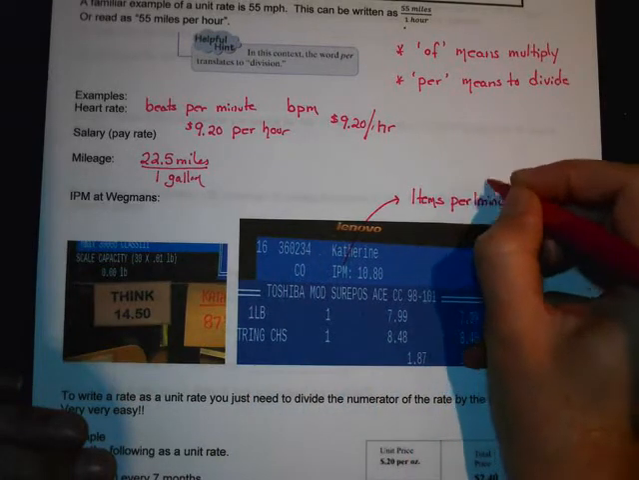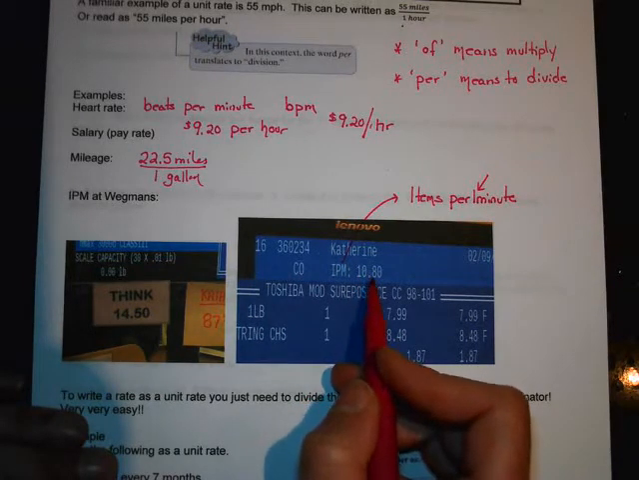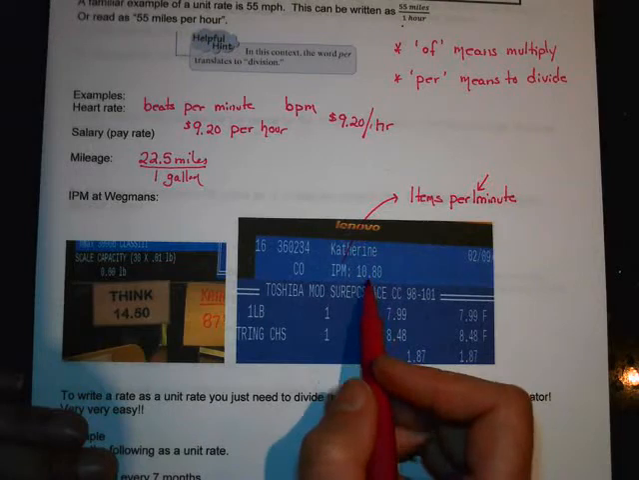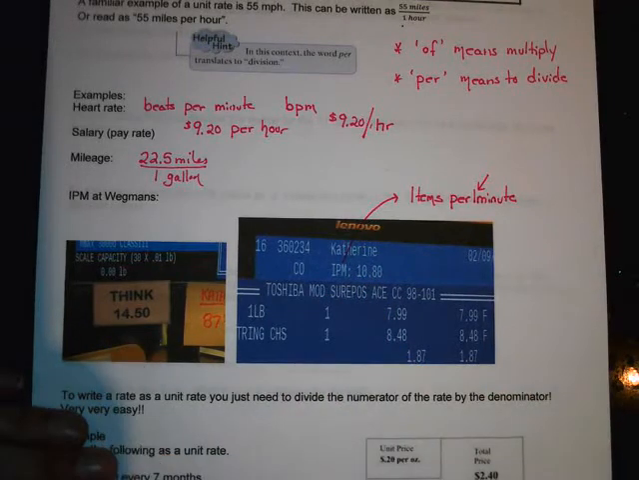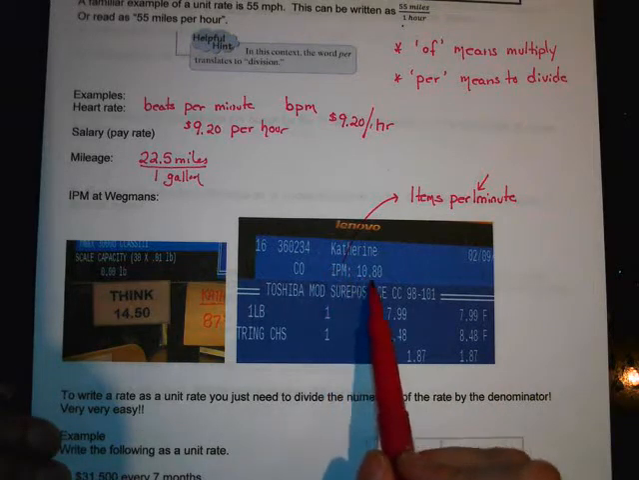IPM. So Catherine, I think it's because I was talking so much to her. She was only doing 10.8. So that's probably my bad. But Wegmans is concerned about how fast people are scanning, because usually the faster you scan, the happier the customers are because they're not waiting in line.